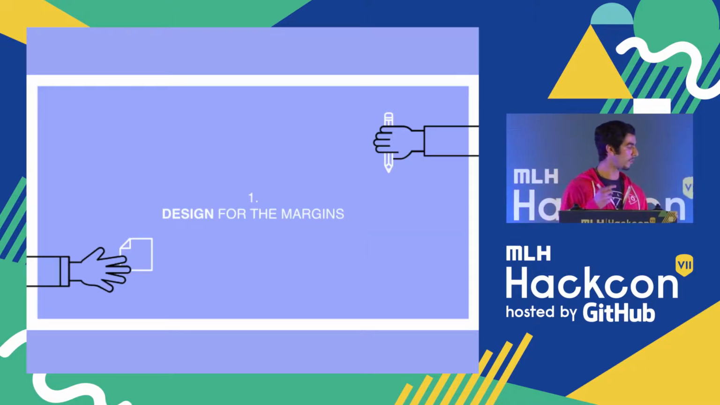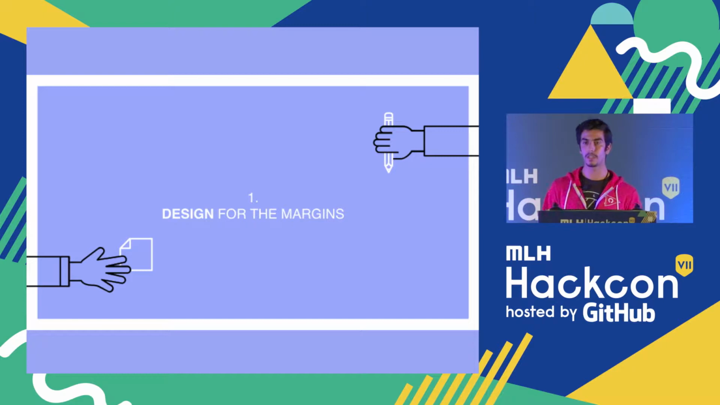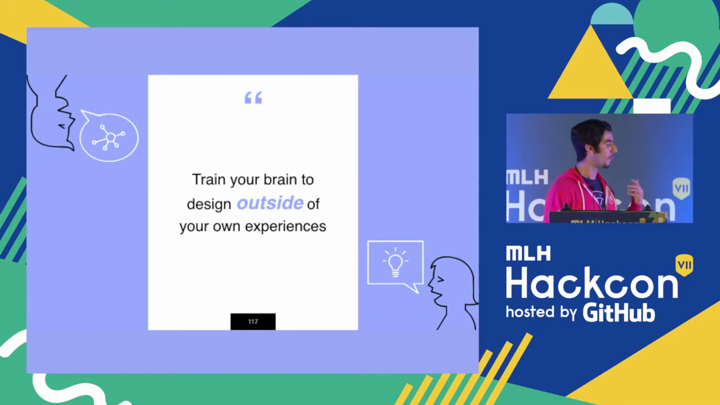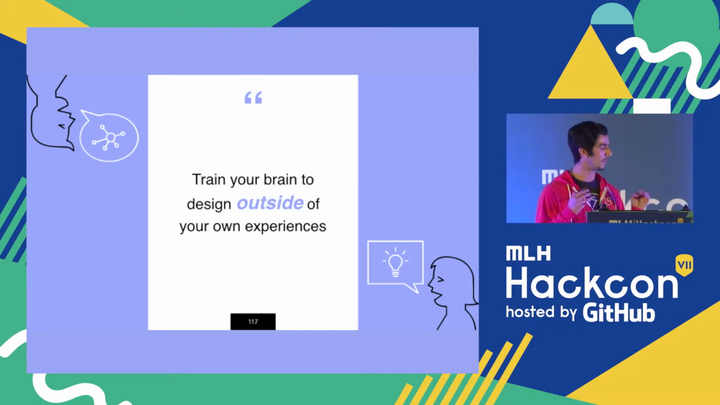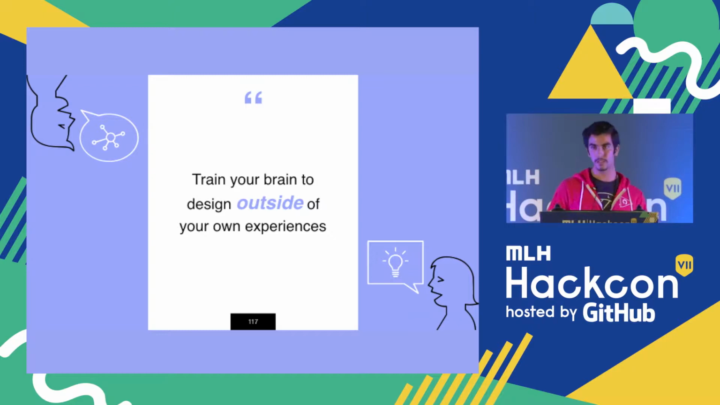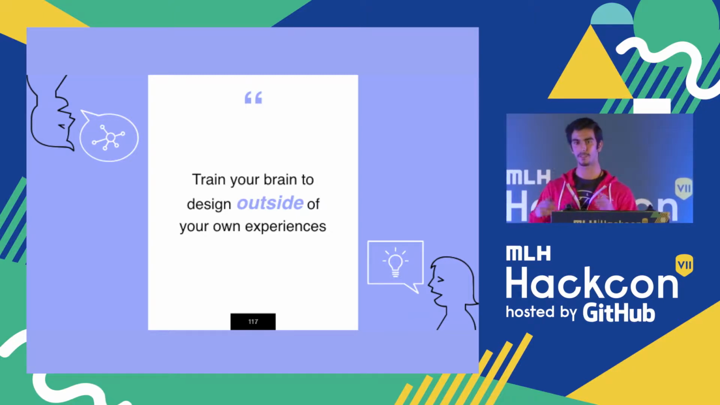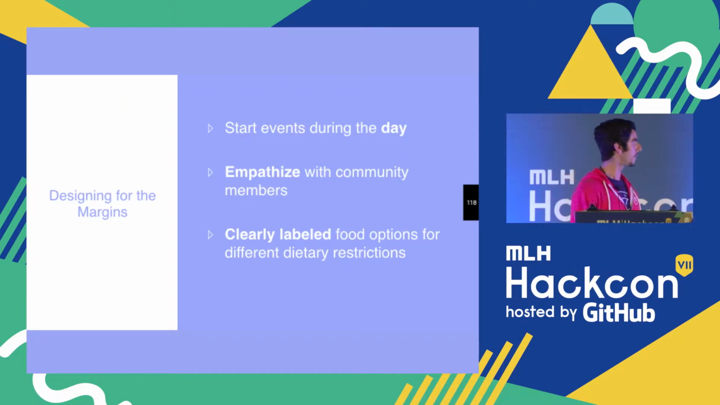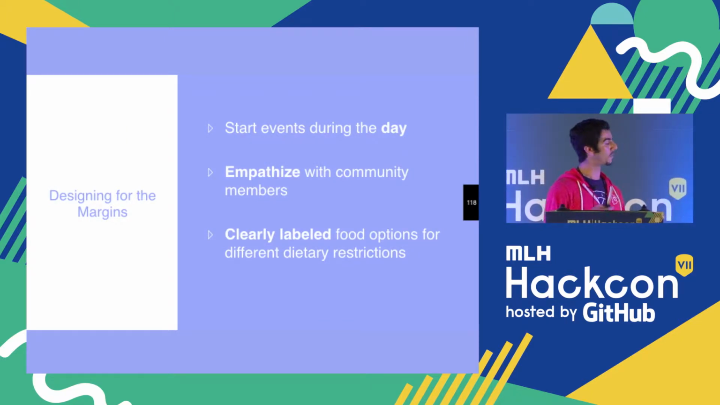The first way to incorporate inclusivity into your community is to design for the margins. But what does designing for the margins really mean? It means that you're training your brain to design outside of your own experiences. Just because you don't use or need something does not mean that someone else does not use or need it either, right? An example of designing for the margins is starting your events in the day.